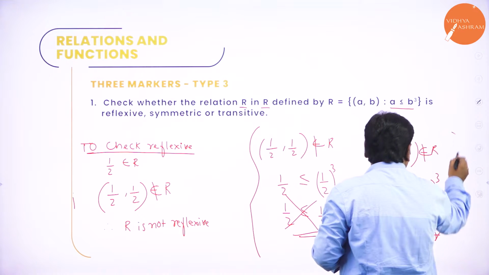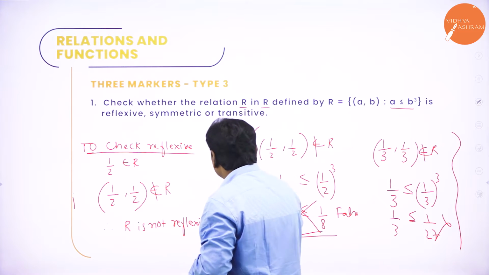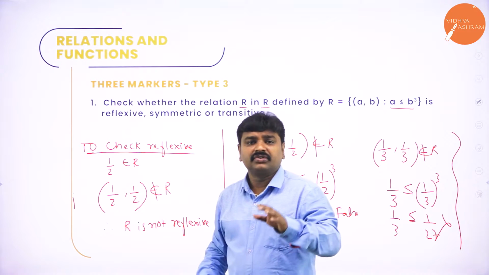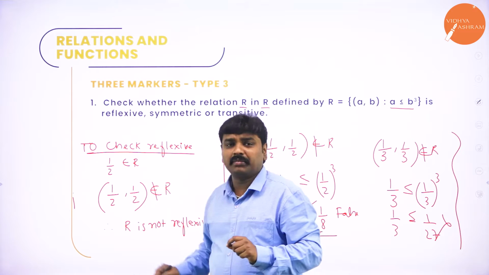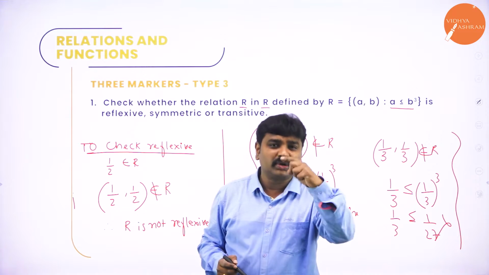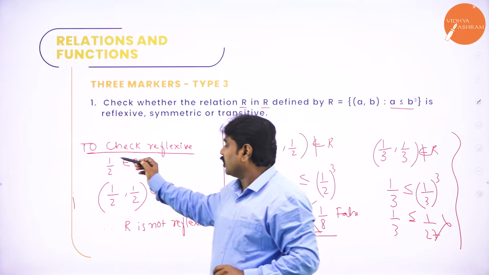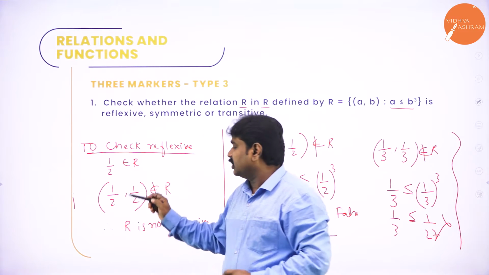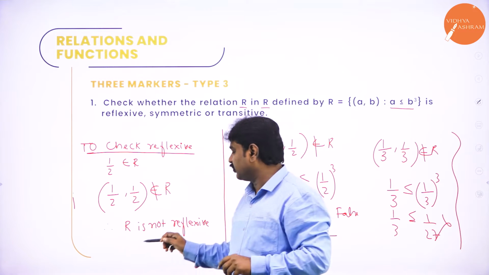What I wrote from here to here is just to make you understand, and to check reflexive if you write 3 lines it is enough. So what is that first thing? Take a real number in the form P by Q. Better take 1 by form. Take 1/2, 1/3, 1/4, anything. So 1/2 belongs to real number. Then 1/2 comma 1/2 does not belong to R, therefore R is not reflexive.